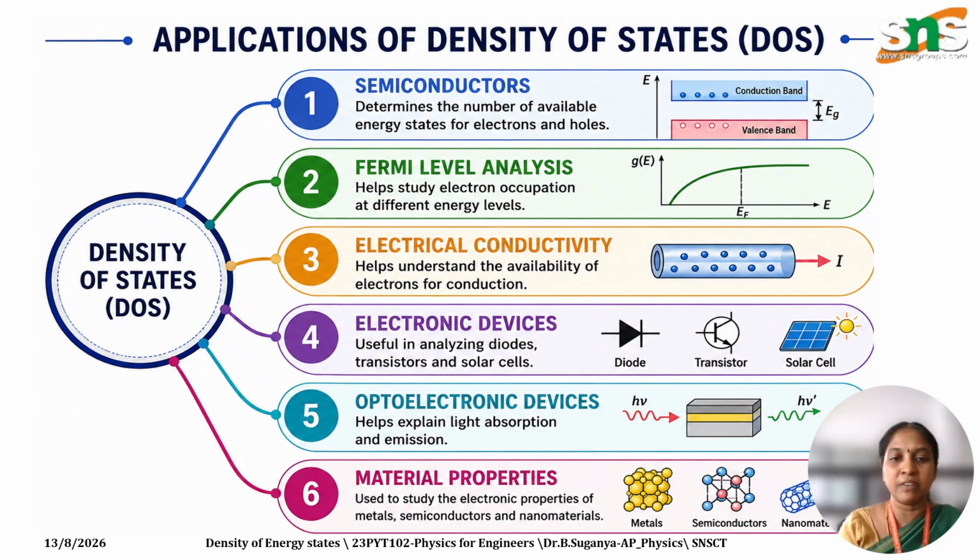Next, electronic devices: useful in analyzing diodes, transistors, and solar cells. Then optoelectronic devices: it helps explain light absorption and emission. Next is material properties: used to study the electronic properties of metals, semiconductors, and nanomaterials.